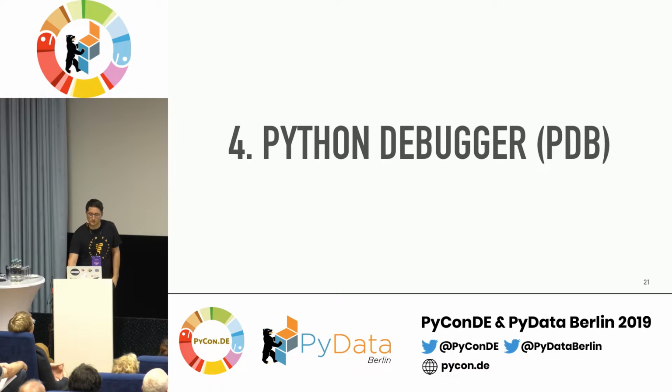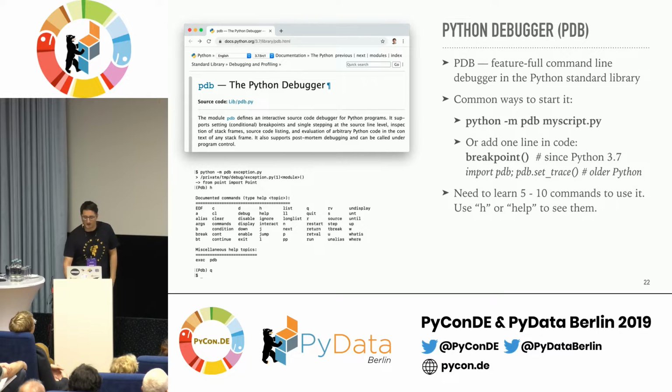Okay, so moving on to PDB, the Python debugger. It's a very featureful command line debugger that ships with the Python standard library. The common way to start it is to say python -m pdb and then give your script. Or you can also put a breakpoint explicitly by putting this function called breakpoint() into your code at the point where you want to stop and look around. That works since Python 3.7. If you're using an older version of Python, you have to write import pdb; pdb.set_trace().